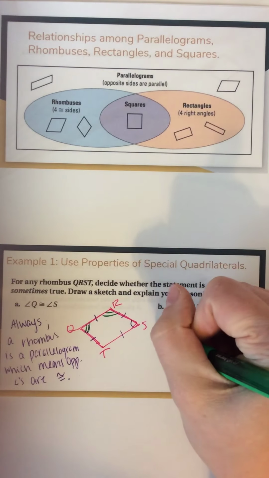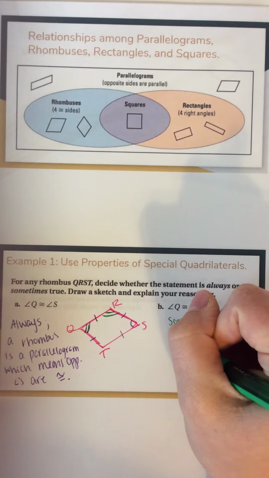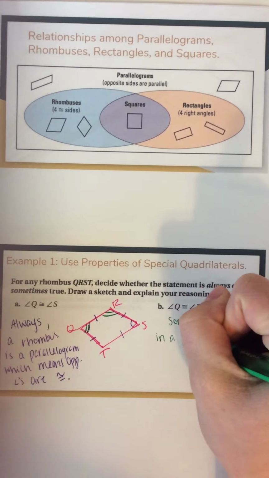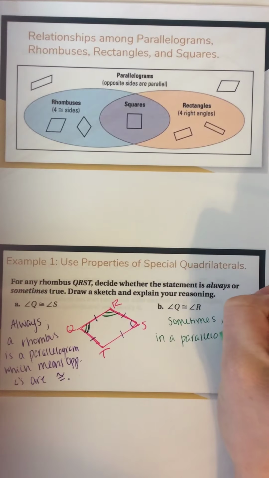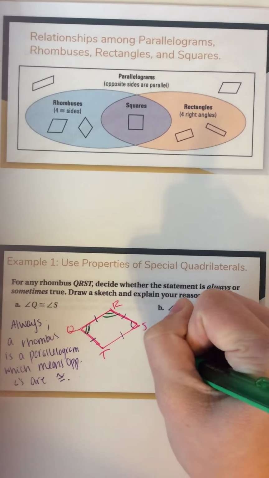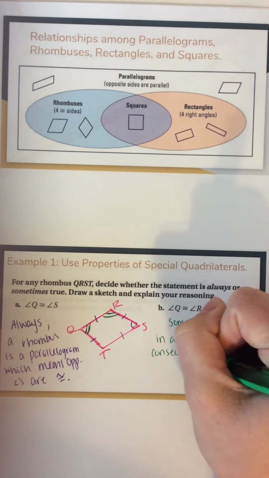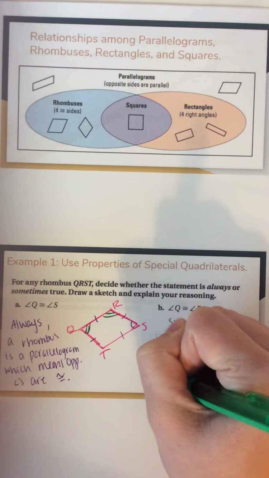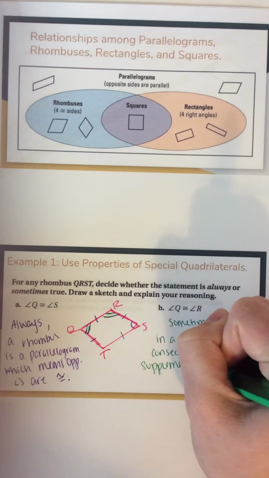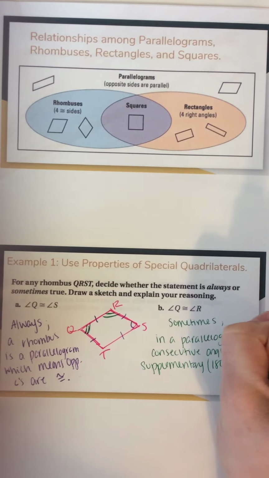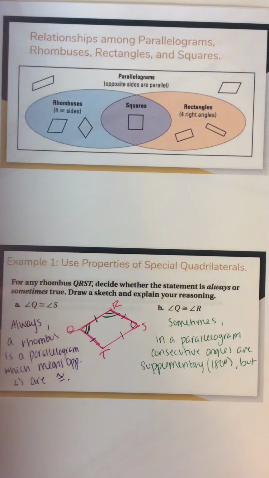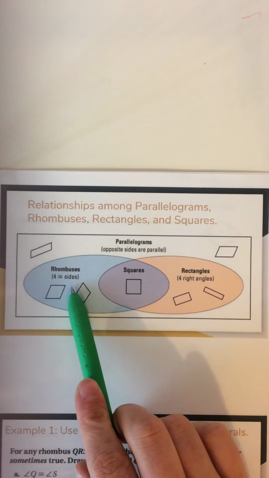because we know in a parallelogram, consecutive angles are supplementary, meaning they add to be 180 degrees. But think about the specific type of rhombus we could have. If we're looking back up here, a square is still a rhombus.